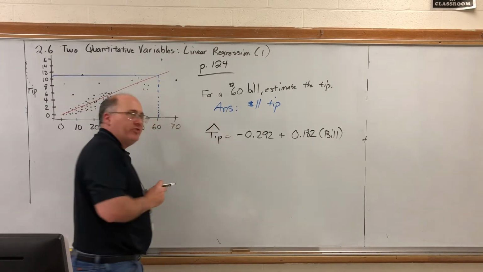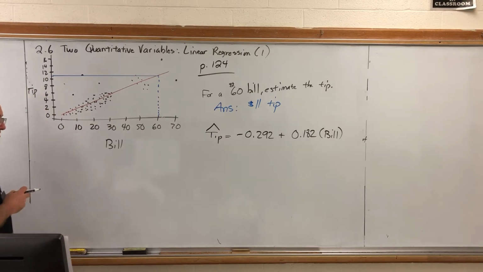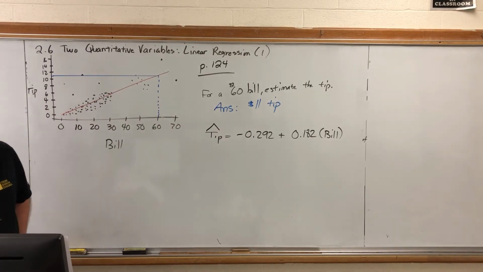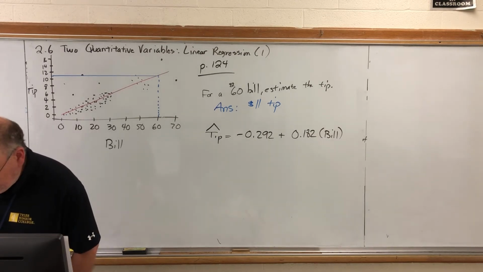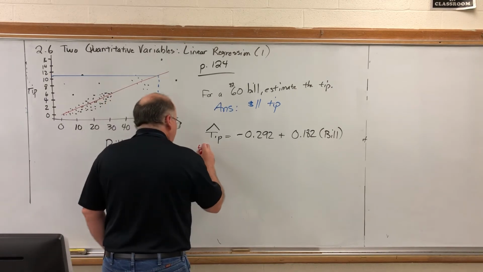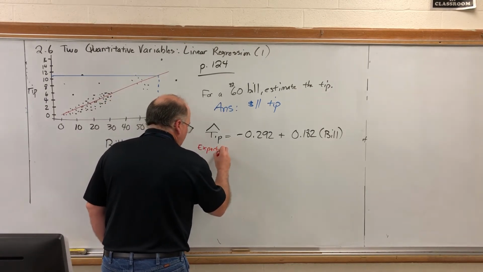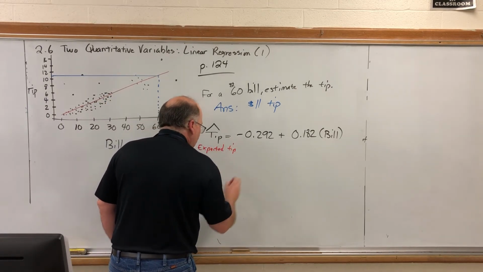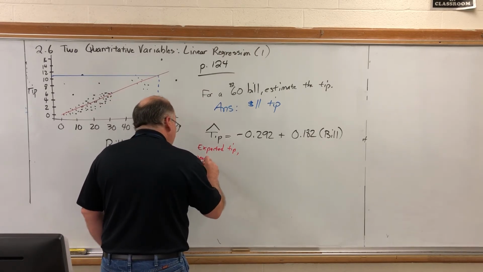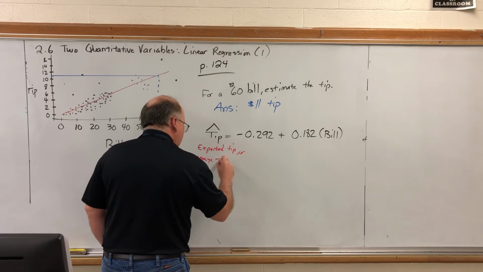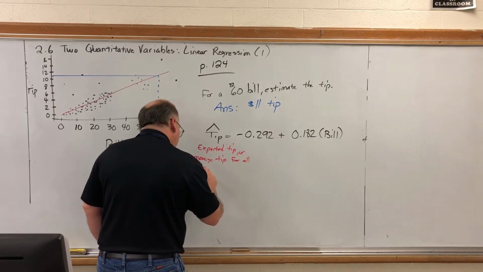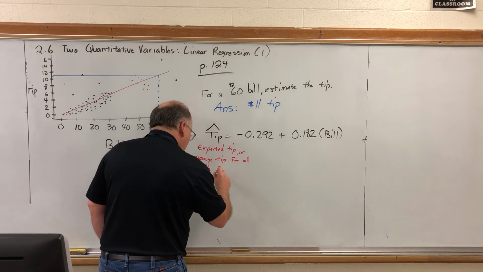So what does that hat mean? Well, there's a couple of ways to interpret that hat. One way is to interpret it as the expected tip. The other way is to interpret it as the average tip for all bills of a certain value.